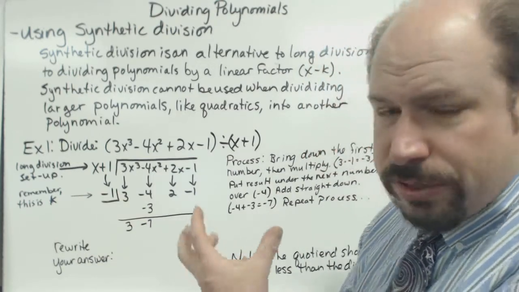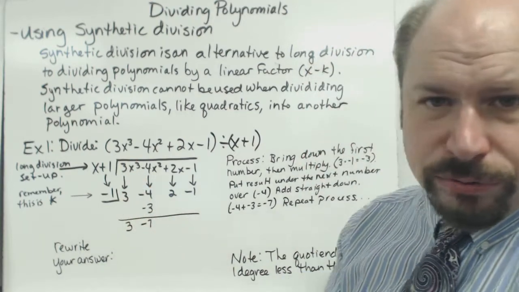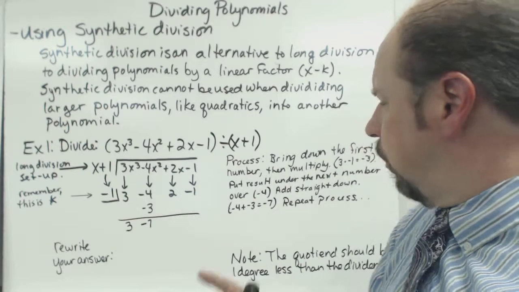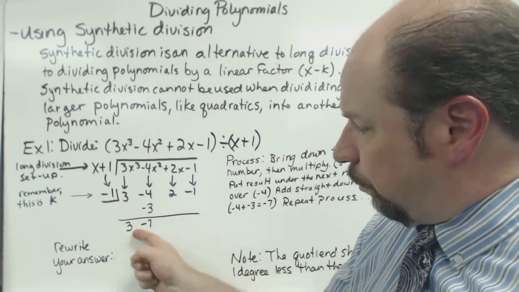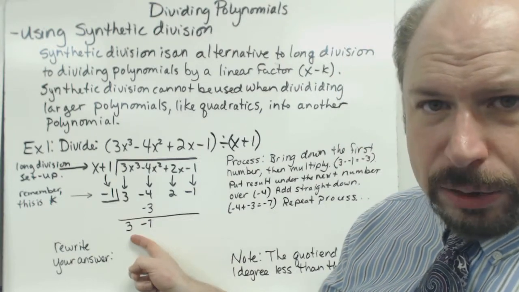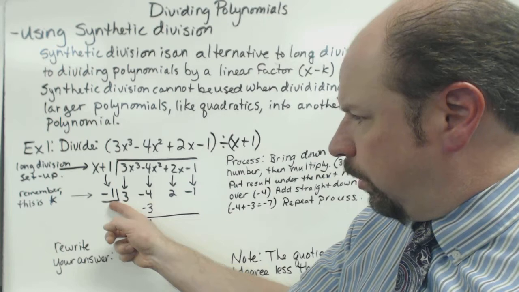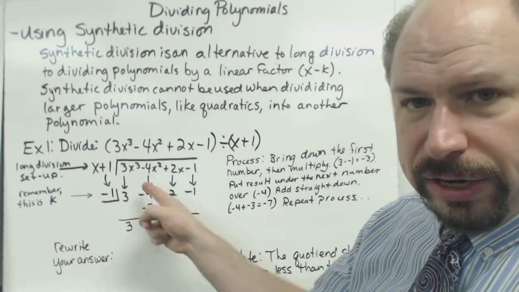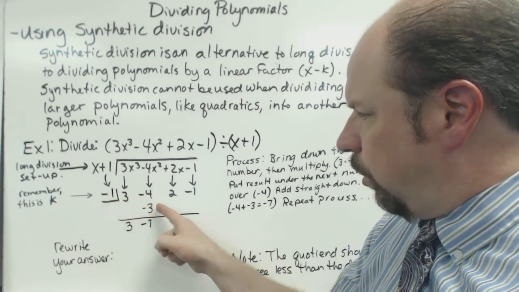Okay, so here is the process. The first thing we want to do is just bring down the first number, in this case the 3. So I brought down the 3 already. Okay, so bring down the first number, then multiply. So we're going to take the 3 and multiply it by what we're dividing by, in this case the negative 1. So 3 times negative 1, and where we write that is under the next coefficient. Okay, so 3 times negative 1 is negative 3.